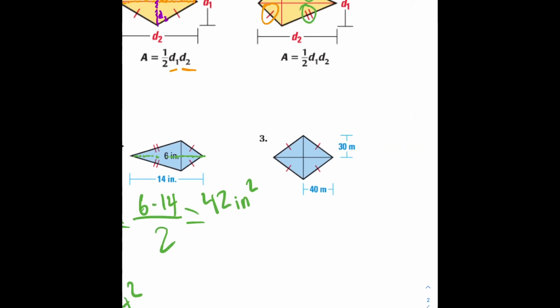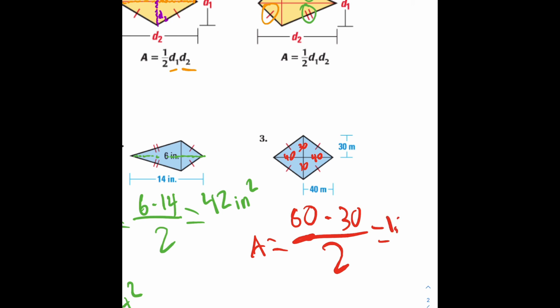Now I don't necessarily have the whole triangle here, but I can fill in what I know. I have 30 here. I have 40 here. And because it's a rhombus, I know that these bisect each other. So that means that this is also going to be 30 and this is also going to be 40. So really I have an 80 times 30 divided by 2, which is going to give me, let's see here, 40 times 30, 1,200 meters squared.